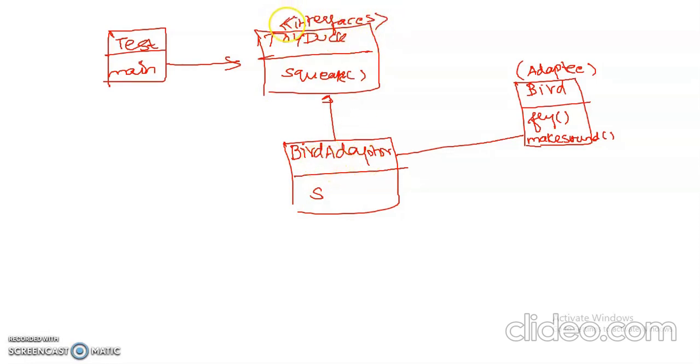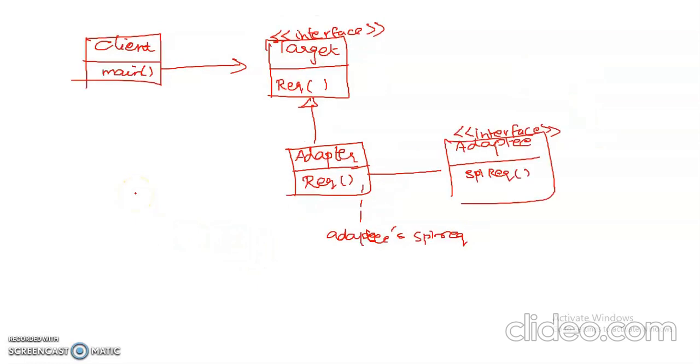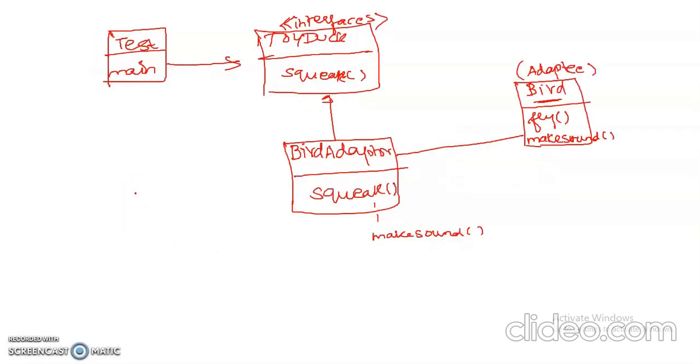As this is an interface, the bird adapter implements this interface, so I have to write a method definition of speak. Inside this class I want to use make sound. I want to call make sound by creating an object of bird. Let us write the code for it. So you can see that this general architecture is comparable with this example. We are going to create these classes in a Java program.